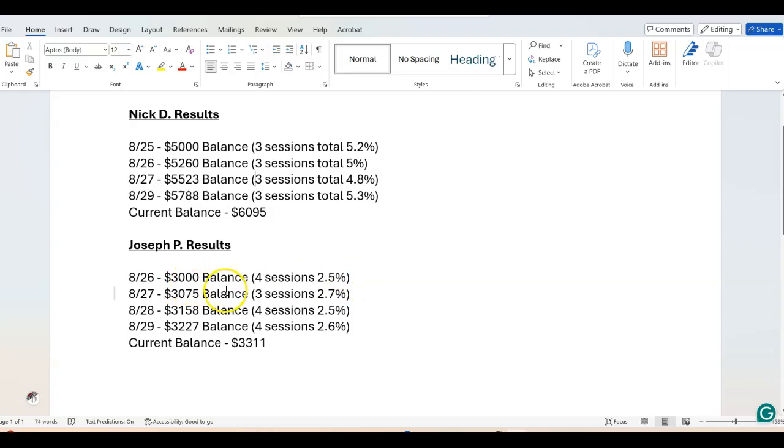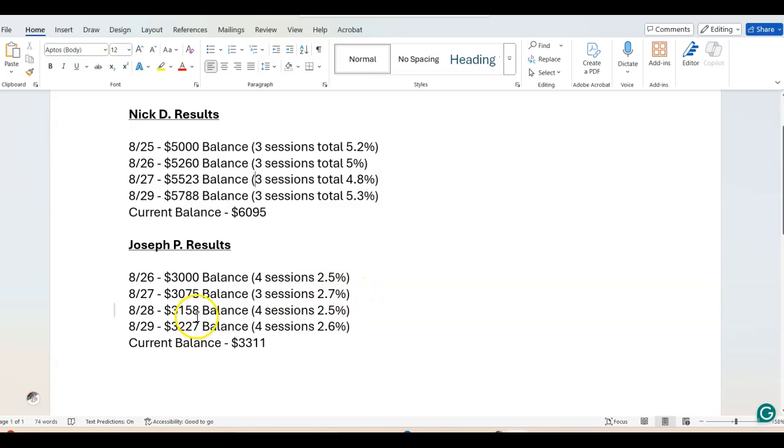$3,000 bankroll. The first day he did 4 sessions, and the total was 2.5. So he's hit and run. He's playing super tight, 4 sessions, and making 2.5, right? So look where he's at. Now he's at 3,075 approximately. The next day, he played 3 sessions and made 2.7.